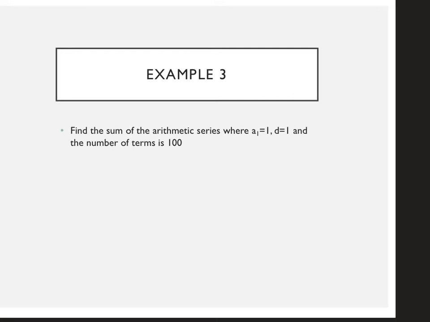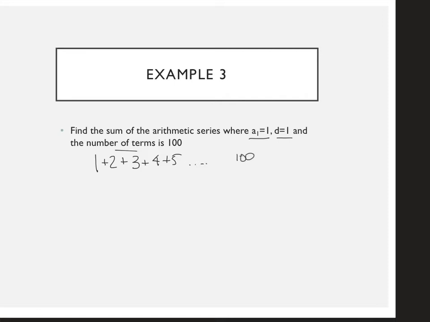Here we go, example 3. All right, so let's see. Oh, these are interesting numbers. Check this out. The first term is a 1. The difference is a 1. And the number of terms is 100. It looks something like this if I actually wrote it all out, and the last term would be 100. Huh.